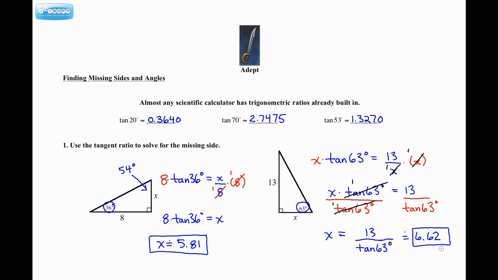Okay. Does that number seem reasonable for the picture? Yes. This angle is larger than 45, so if this is 13, I would expect x to be significantly less than 13, and sure enough it is.